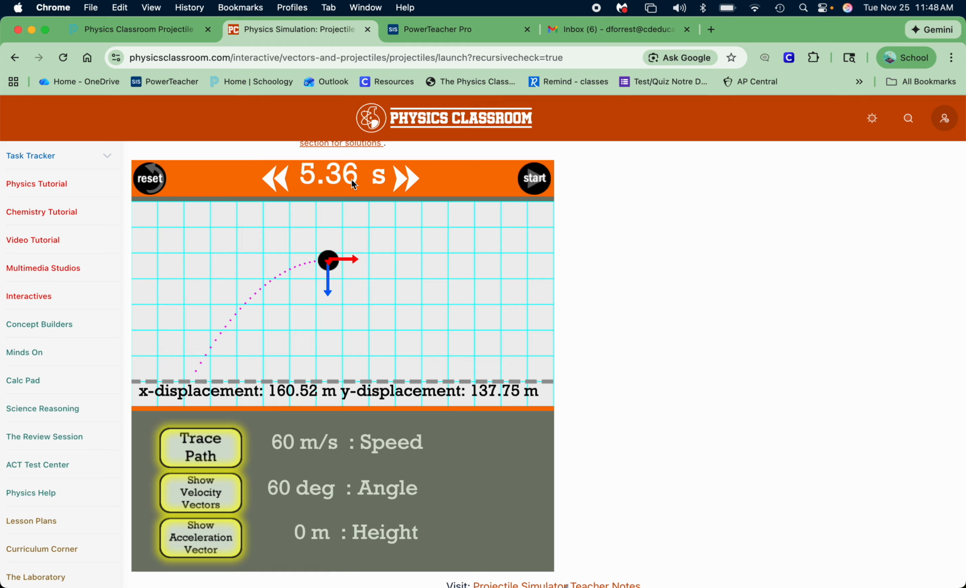If you continue this all the way to the end, the total time for this is around 10.6 seconds. And so to find the falling time, you would take 10.6 minus the 5.3 seconds we had on the way up, and that gives you 5.3 seconds on the way down.